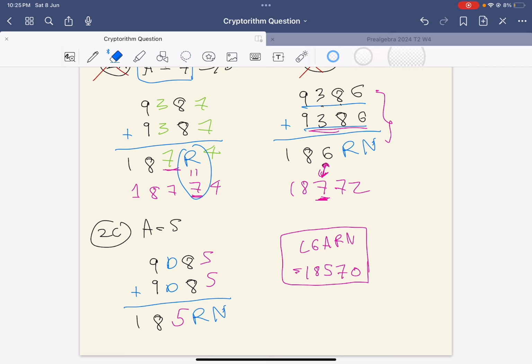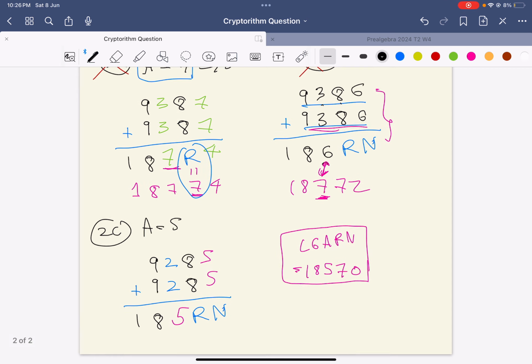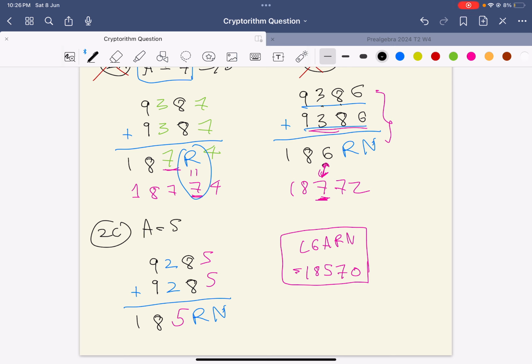In order to get that, D would have to be 2, right? To get to 500 something, you need to add 200 somethings together. So let me add 2 here, 9285. And if I add 9285 plus 9285, it turns out the answer I get is 18,570. That means R is 7 and N is 0.